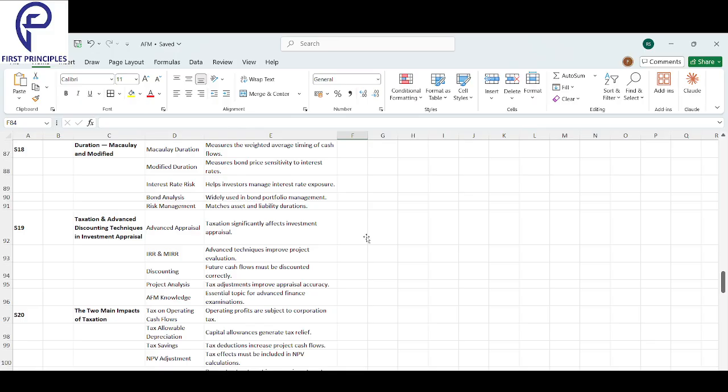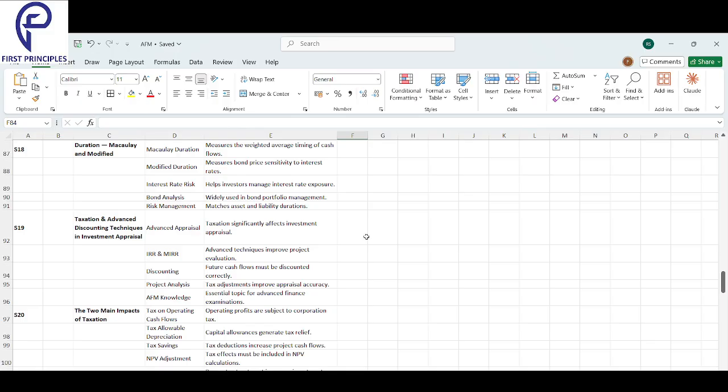Modified duration measures the bond's sensitivity to interest rates. If your interest rate changes, how much does the price of your bond change? It measures how sensitive you are. Next, interest rate risk helps manage risk if the rates change.